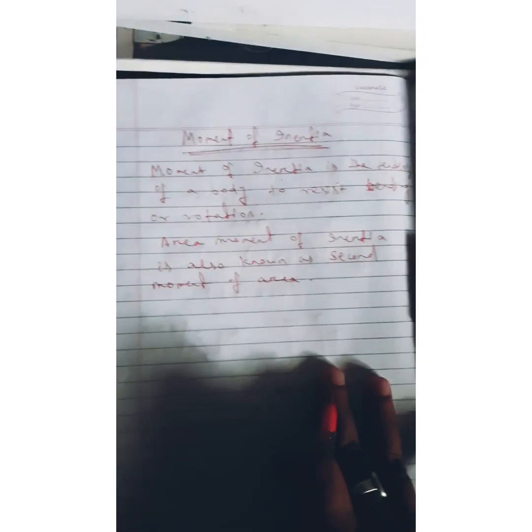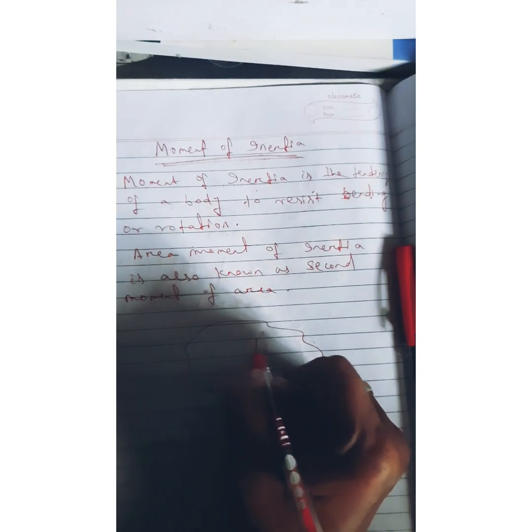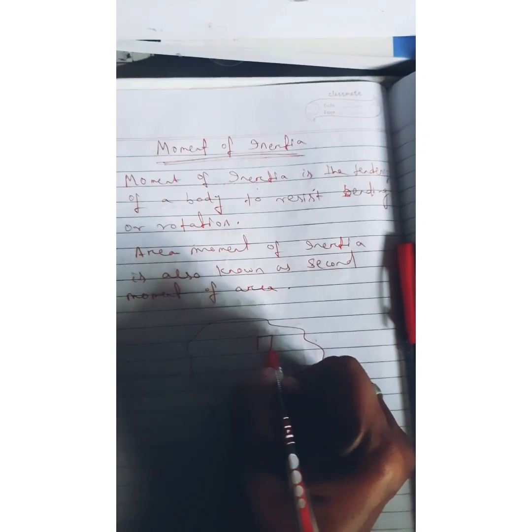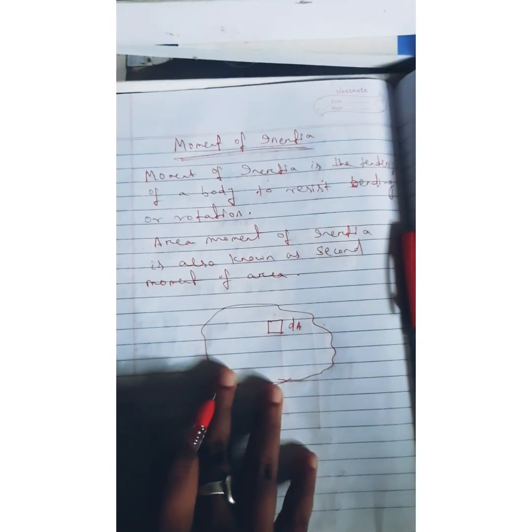So how will we calculate the moment of inertia? Suppose this is an arbitrary section. It is a combination of small areas. So if I divide this section into a small area dA. Remember that moment of inertia is not a fundamental property. If I change the axis of reference, the moment of inertia will change.